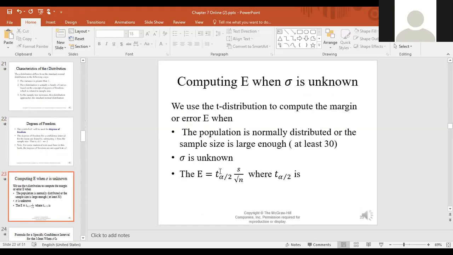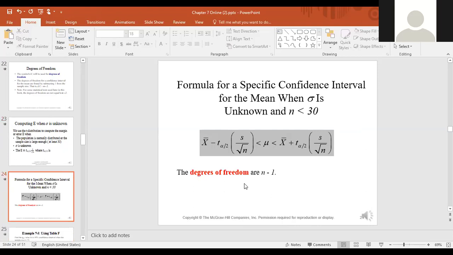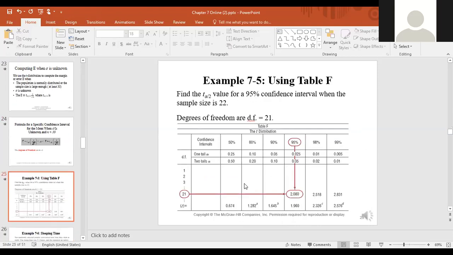So for the T distribution, the margin of error will be T alpha over 2 times S over square root of N. So let's look at how we find T alpha over 2. Remember for the Z, we have 90, 1.65, 95, 1.96, 98, 2.33, 99, 2.58. That is for Z. For T, you will need to know the degree of freedom. The degree of freedom is N minus 1 when the sample size is N.